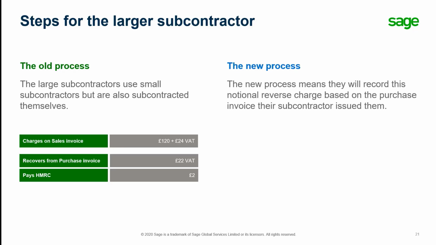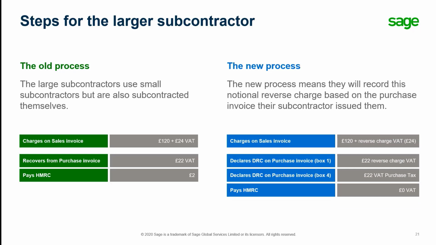Under the new process, they will record notional reverse charge based on the purchase invoice their subcontractor has issued them. As you can see here, that will impact both boxes 1 and 4 of the VAT return. On the sales invoice they are sending to their customer, they would charge the £120, but this time with reverse charge VAT, again indicating that reverse charge applies and not adding that to the total of the invoice. Again, passing on this liability to their customer. As you can see here, this means that there is no overall VAT due to HMRC.